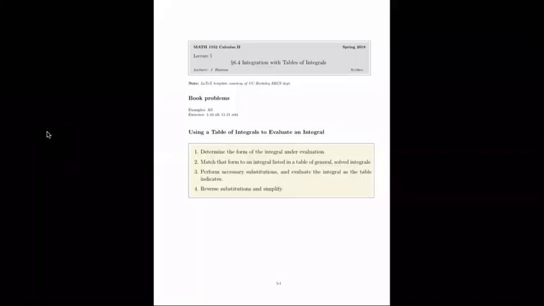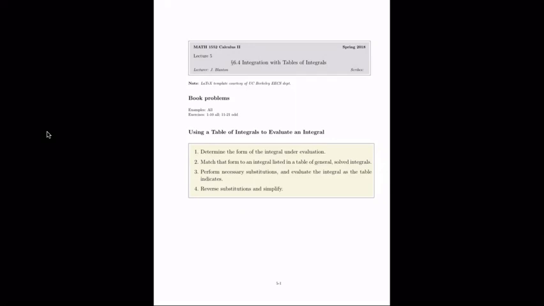Section 6.4 is integration with tables of integrals. In other words, integrating with known integrals or solved integrals. So there are four major steps to these. You need to determine the form of the integral that's under evaluation. So maybe you need to do a little bit of algebraic manipulation just to make sure you'll be able to match it to an integral listed in a table of general integrals.